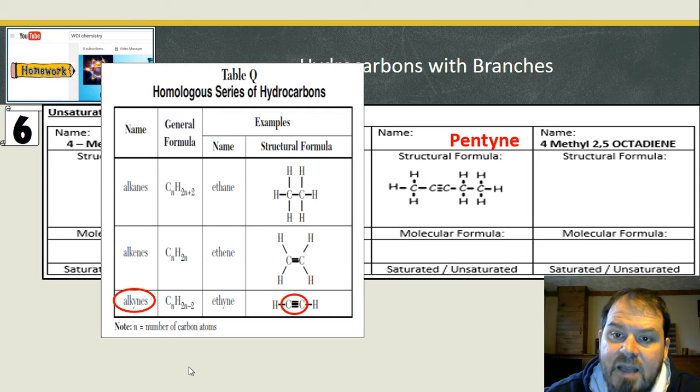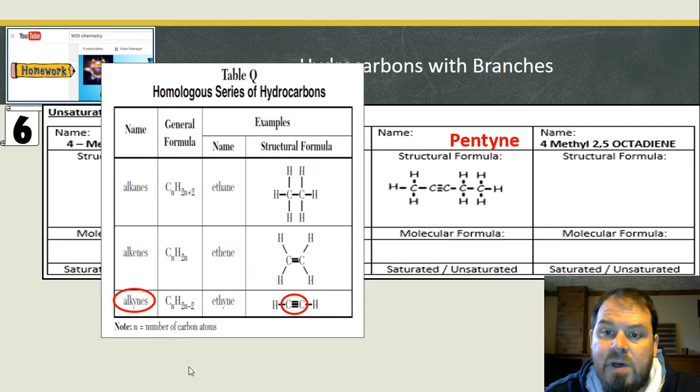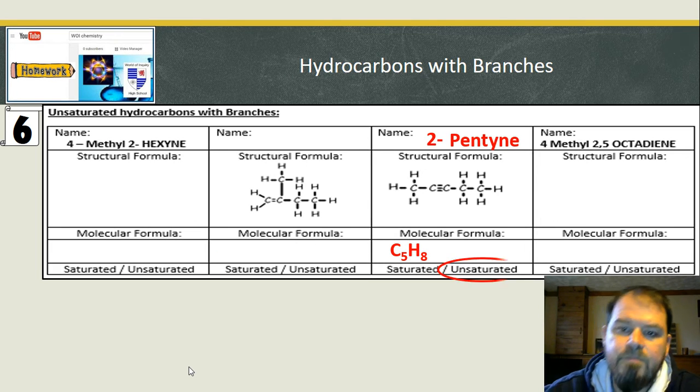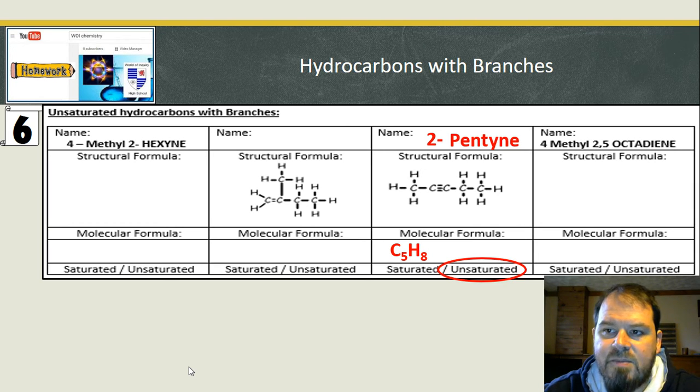Now, where do I put that? If I count from left to right, the triple bond is on the 2nd carbon. If I count from right to left, it's on the 3rd carbon. 2 is lower than 3, pick 2. This is just 2-pentyne. No side chain, easy. Review of single and triple bonds. Good. Now here comes the big bad daddy.